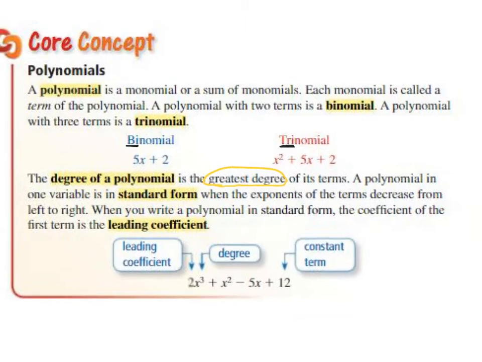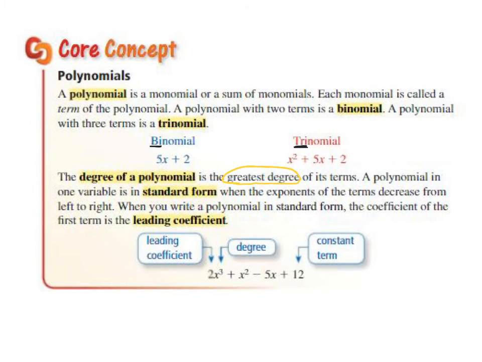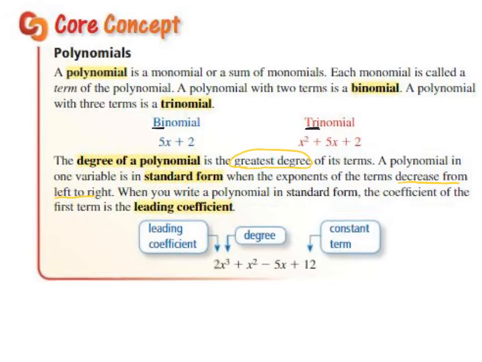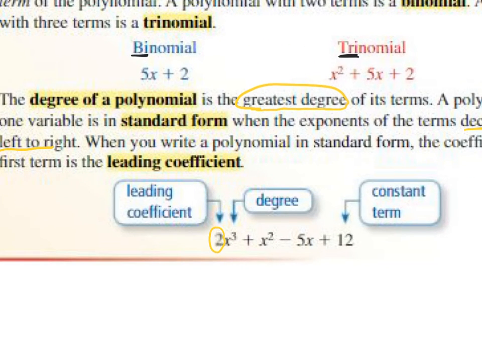A polynomial with one variable is in standard form when the exponents decrease from left to right. So that means they start big and go little. And the leading coefficient is the number in front of the largest degree term. So here we go. Our leading coefficient is 2. The largest degree is 3 because this is an exponent of 3, then 2, then 1. The constant term is by itself at the end. There's always at least 1, maybe 2 questions about this on the Regents exam, which is kind of nice.